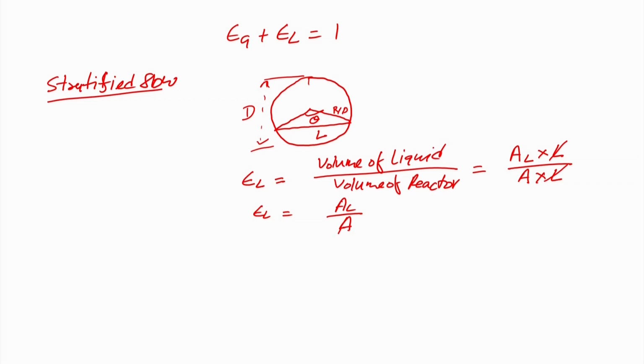Now, how to calculate the A L value? For that, you have to find out what this fraction is. If you calculate that fraction, we know this theta value. You can draw a perpendicular here and you can calculate this length. If you can calculate this length, you can just divide it and find out the area. So, if you do the small trigonometry, for epsilon L you will get gamma, or theta, because we are writing in terms of theta, minus sin theta upon 2 pi.